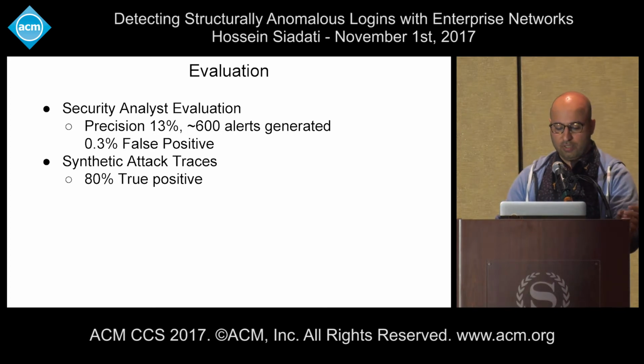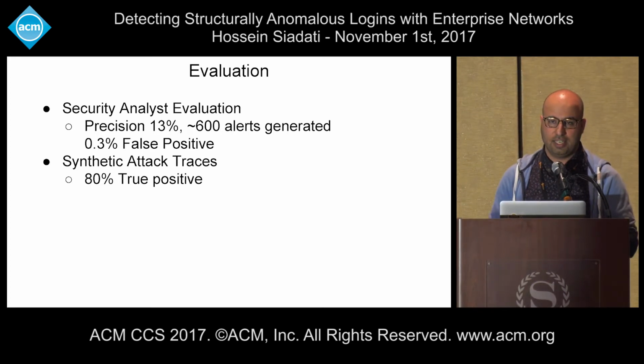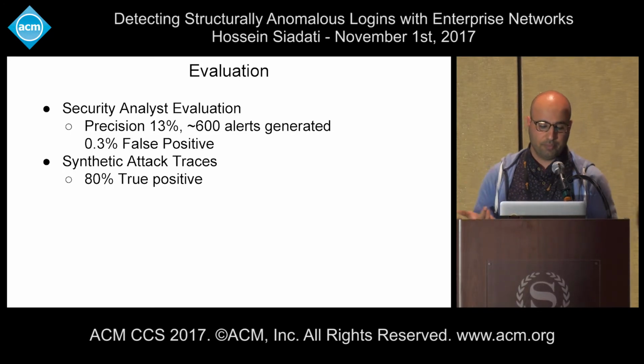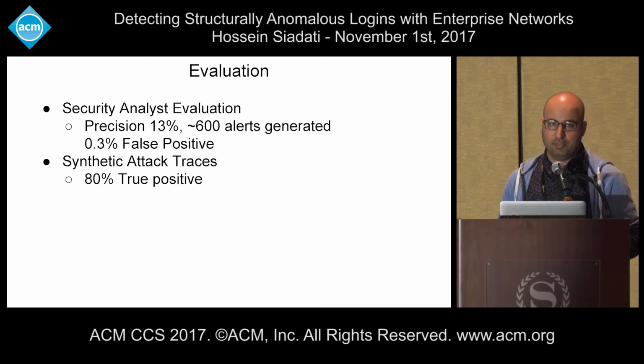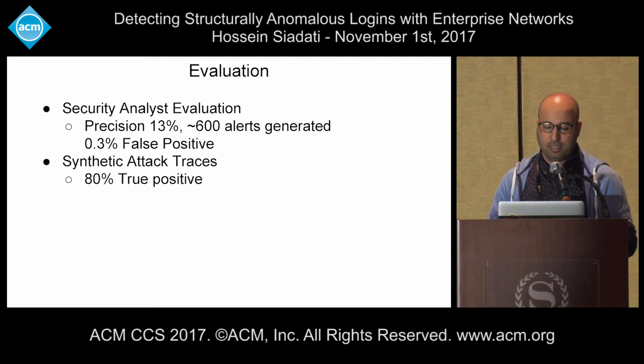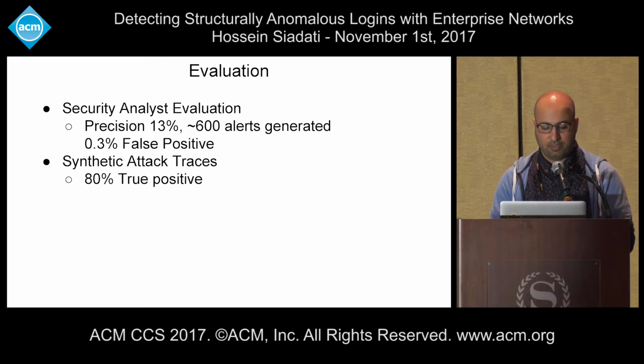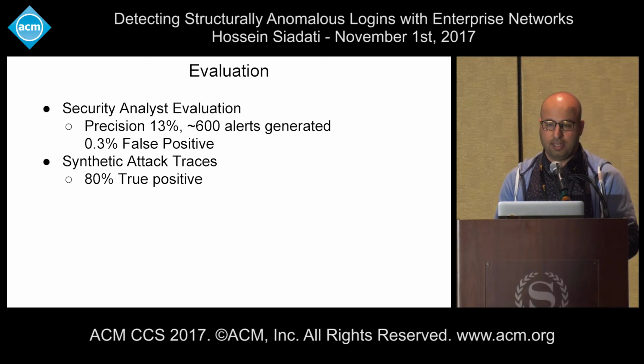But using this evaluation, we wouldn't know how many of the attack cases we are missing. As a result, we did a second evaluation in which we generated some synthetic attack traces, for which we knew the labels. And we considered that all the logins that happen within the network are benign, and then again ran the algorithm. So our algorithm was able to detect 82% of these bad logins, and it generates 0.3% false positives, which, if you want the actual number, is about 600 alerts.